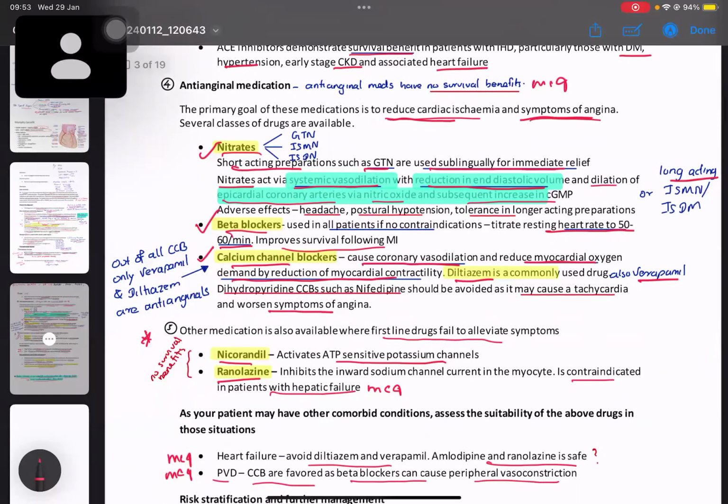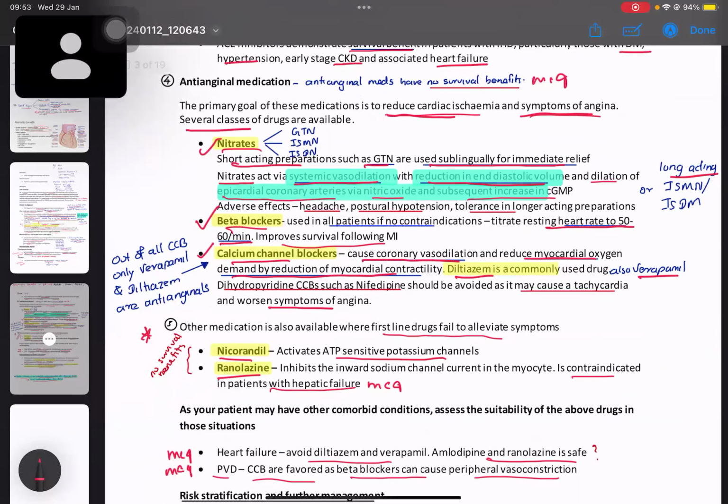Okay, there are several classes of anti-anginals. As I said before, you should be able to tell the drug, not only the class. There are nitrates. In nitrates, there is GTN, ISMN, ISDN. There are short-acting preparations such as GTN. They are used sublingually for immediate symptom relief. And these nitrates act via systemic vasodilatation, which reduces the end diastolic volume.